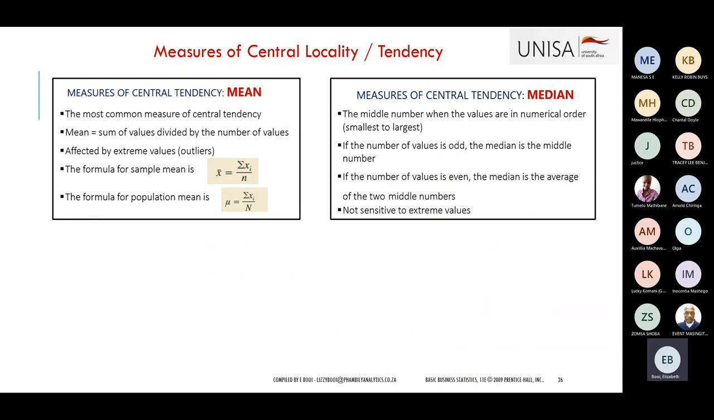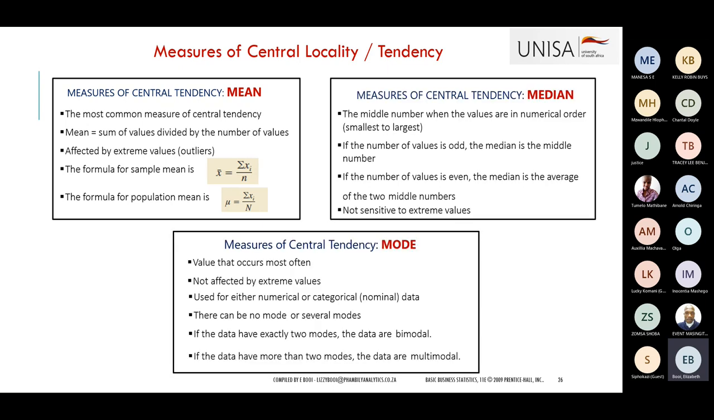And if we do have an odd number or an odd value count, the value in the middle, which breaks the data set into half, will be our median. But if we have an even number, we need to make sure that we take an average of the two values that are in the middle to find the median value. And the median is not affected by extreme outliers, because we don't care about the outliers, we're looking for the middle value. So let's look at this.